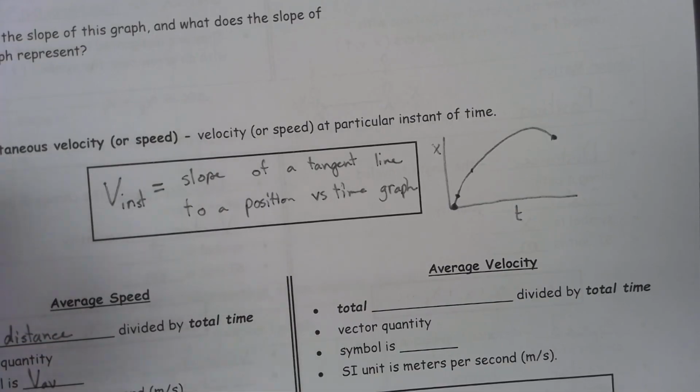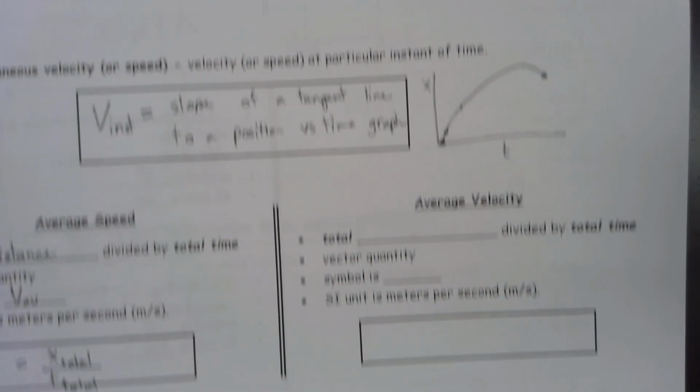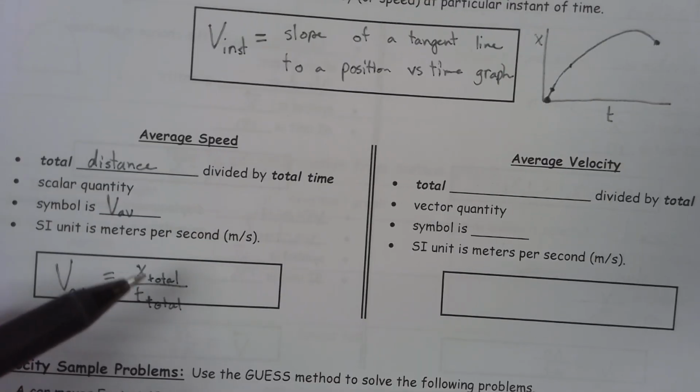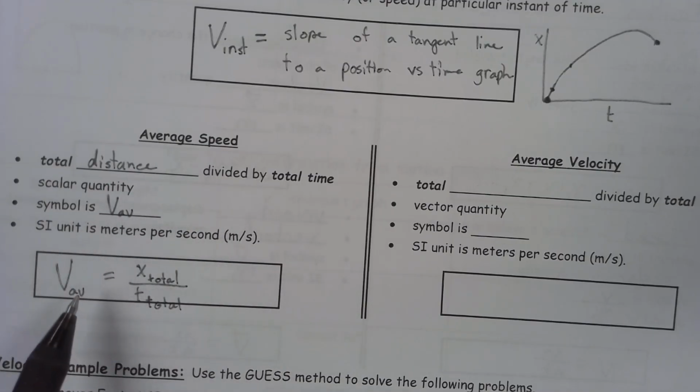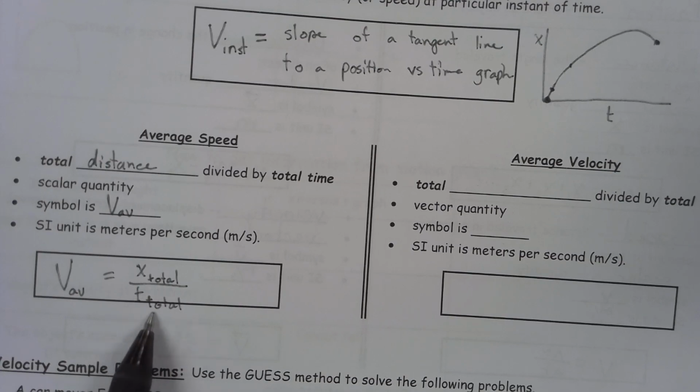So physics really is just saying it in English and redescribing it, saying it in English, total distance divided by total time, and then saying it in math print, which is total distance versus total time.